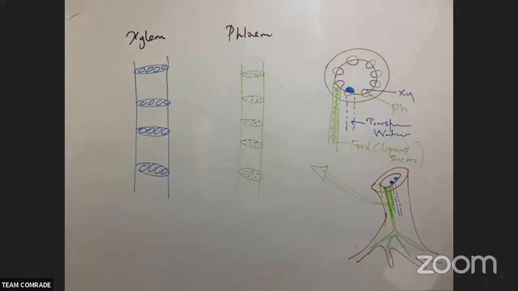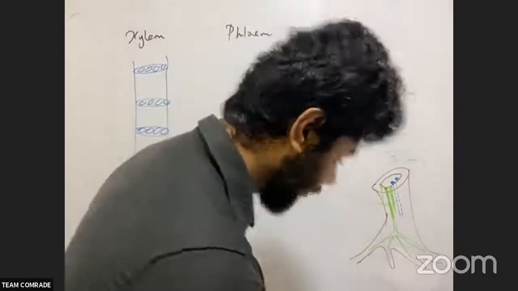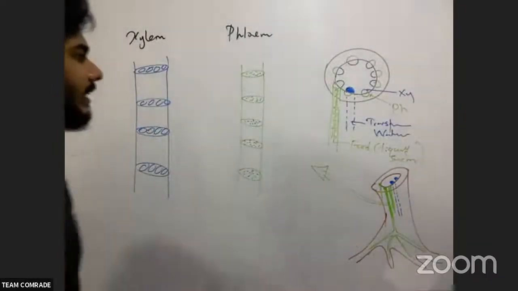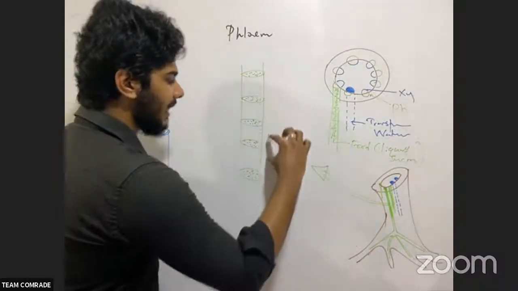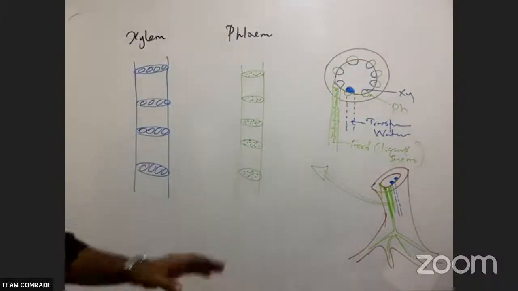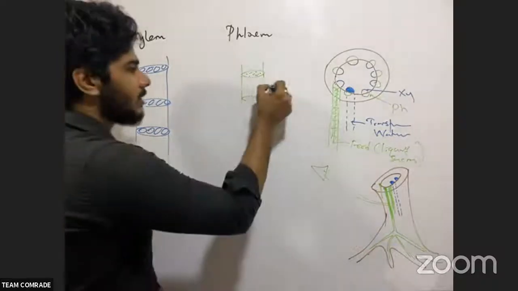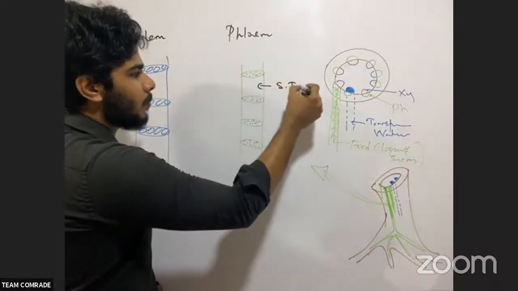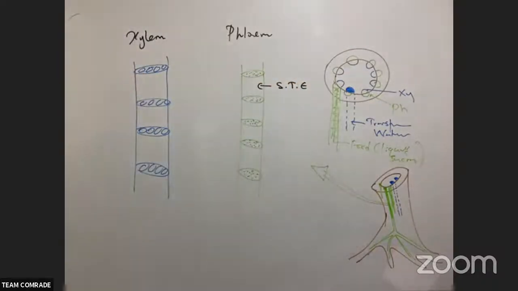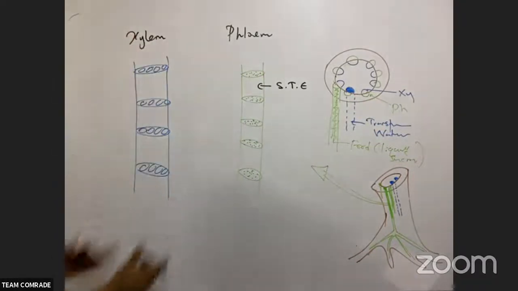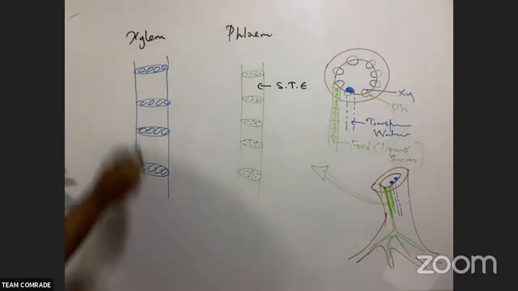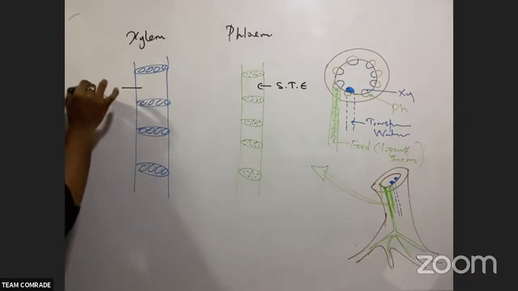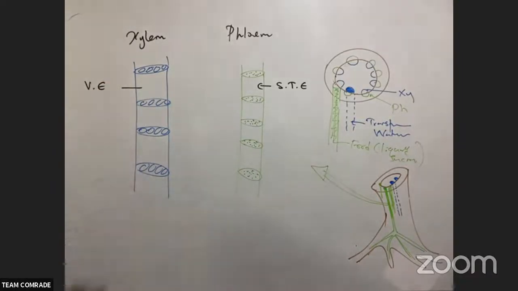I told you this tube is a sieve tube. Each and every element makes up the entire sieve tube. So one part I call a sieve tube element. And this is a vessel tube, so here I call each one a vessel element.